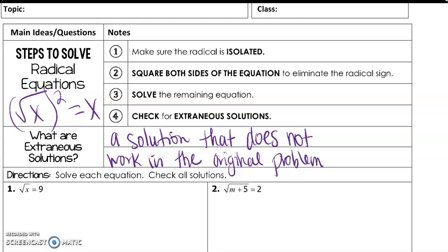Now, as we go through these notes, I will show you when things aren't going to work even without plugging them back in.